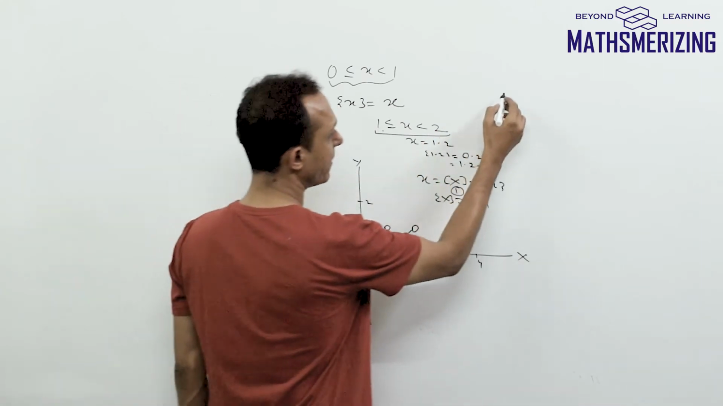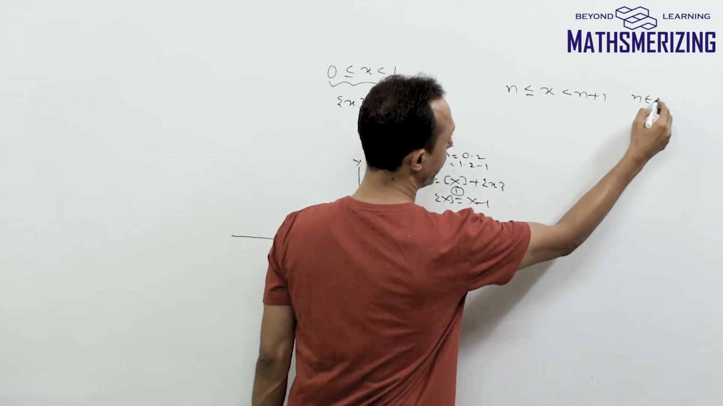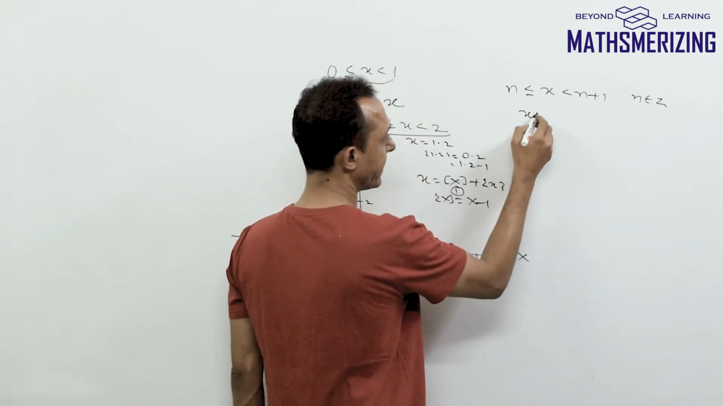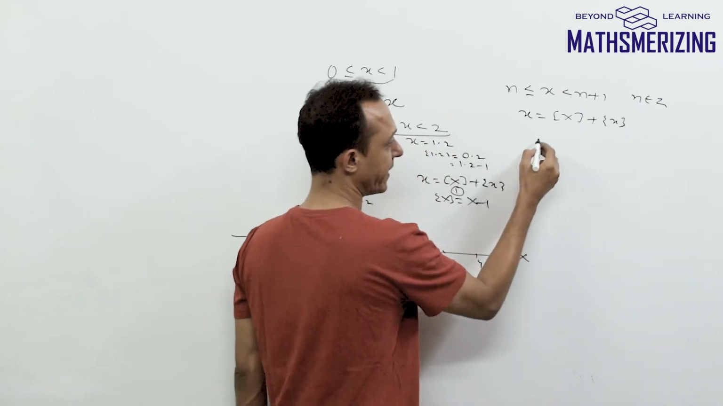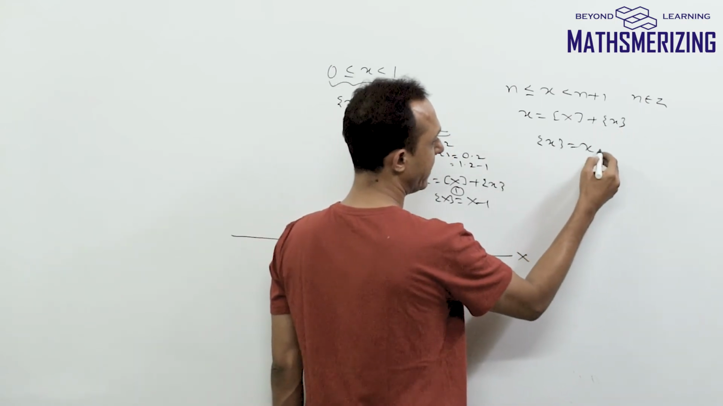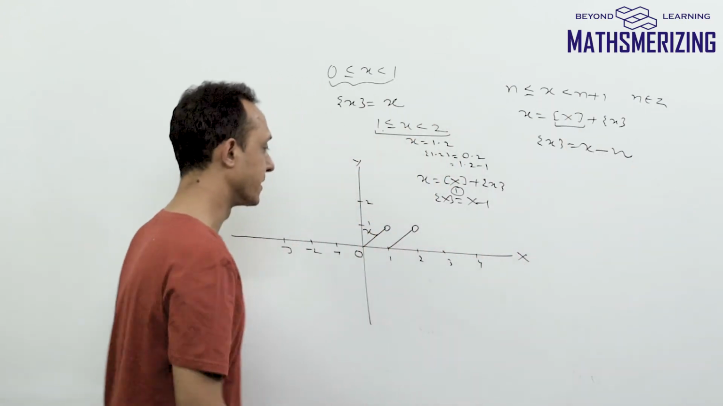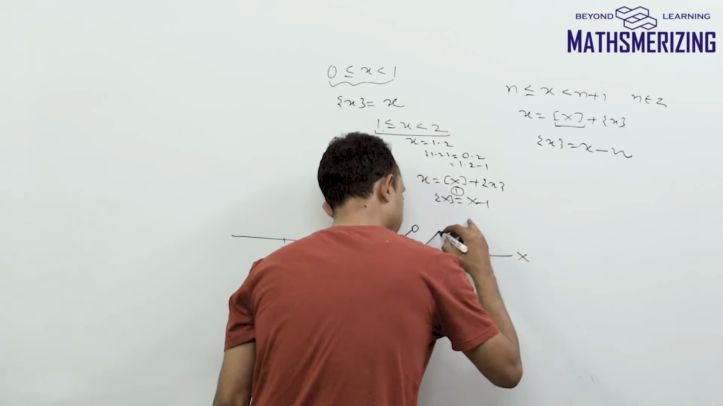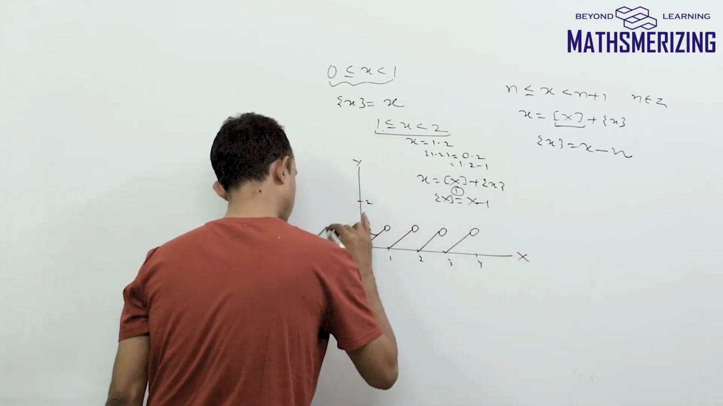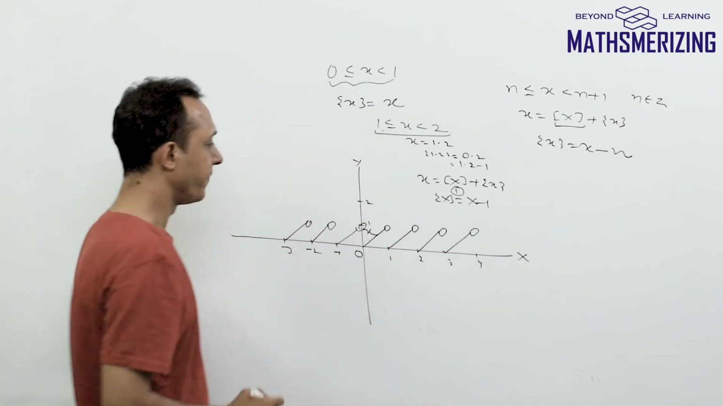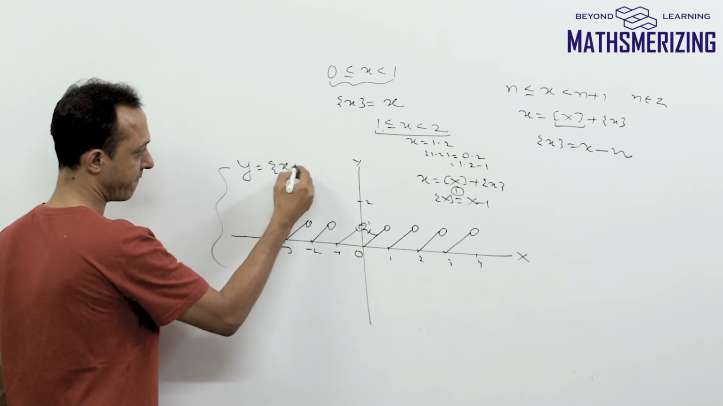Now again for the next one, if x lies between n and n plus 1, where n is an integer, then x is the greatest integer function of x plus the fractional part of x. So the fractional part of x is simply x minus, now the greatest integer function value will be n, so it will be simply x minus n. So if I keep drawing this graph, that is the graph of y equals the fractional part of x.